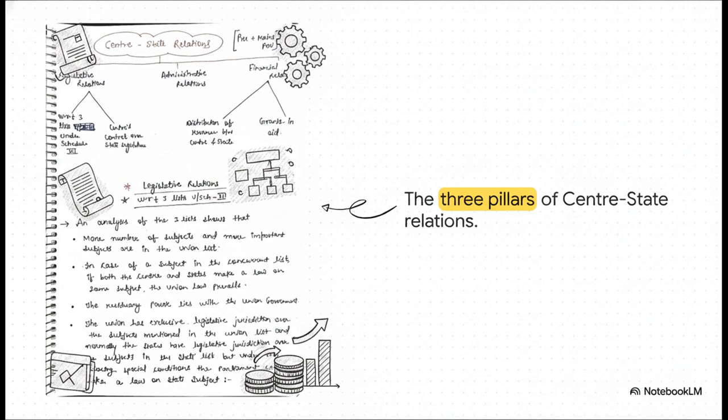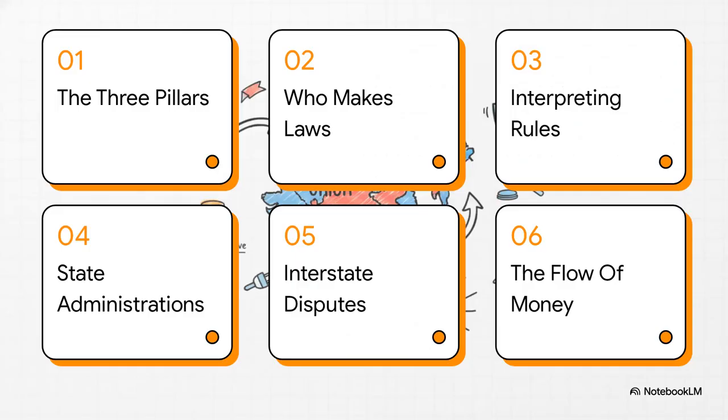The architectural blueprint of this massive system is essentially divided into three manageable pillars: legislative relations, administrative relations, and financial relations. Here is our roadmap for the explainer today. We'll start with those three pillars of power, then look at who makes the laws, how we interpret the rules, directing state administrations, resolving interstate disputes, and finally, the flow of money.